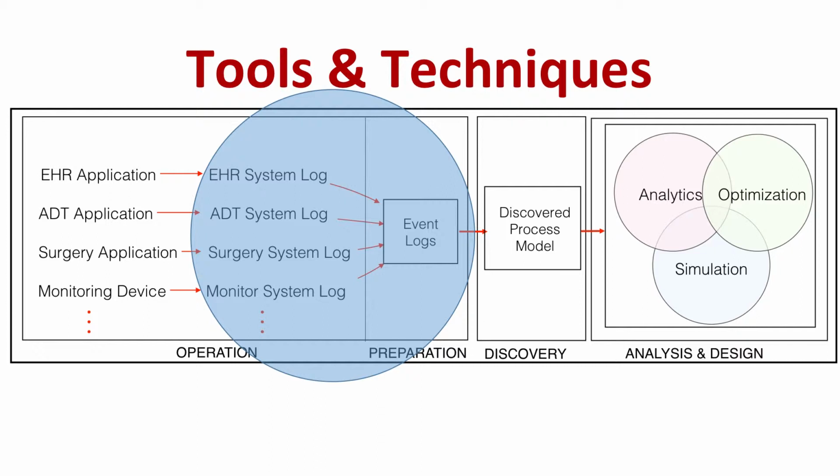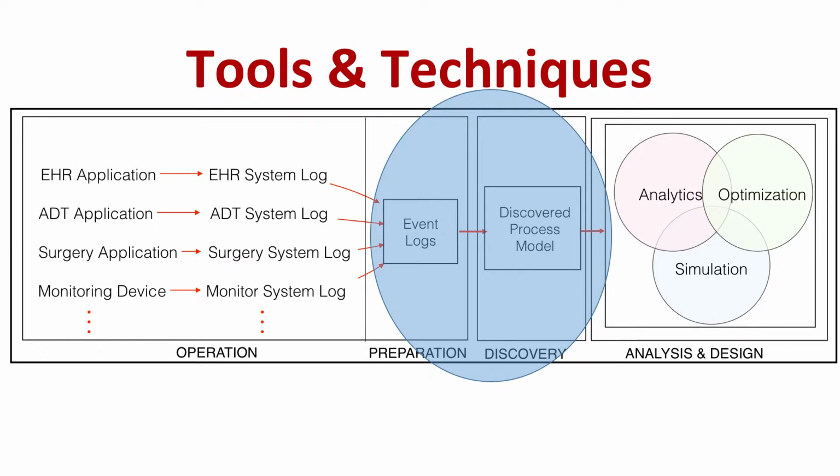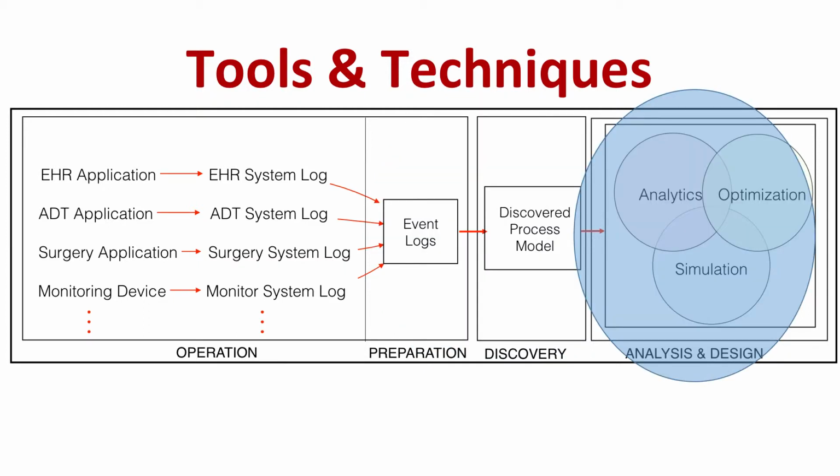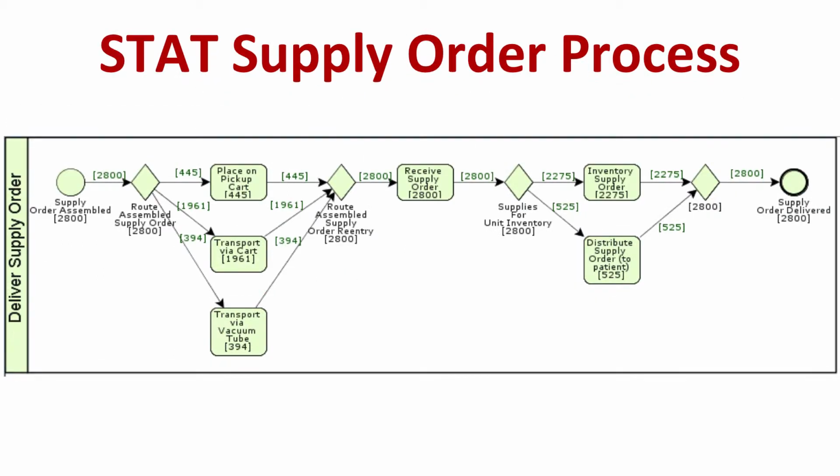Once we have that collection of event logs, we apply artificial intelligence and data mining algorithms to create a BPMN model that has the characteristics that when you run it, it will have the same statistical behavior as the histories dictated. So we can take that and then use optimization, analytics, and simulation on that model to compare alternative proposals for process improvement. So we're going to be looking at a hospital application for dealing with supply orders.